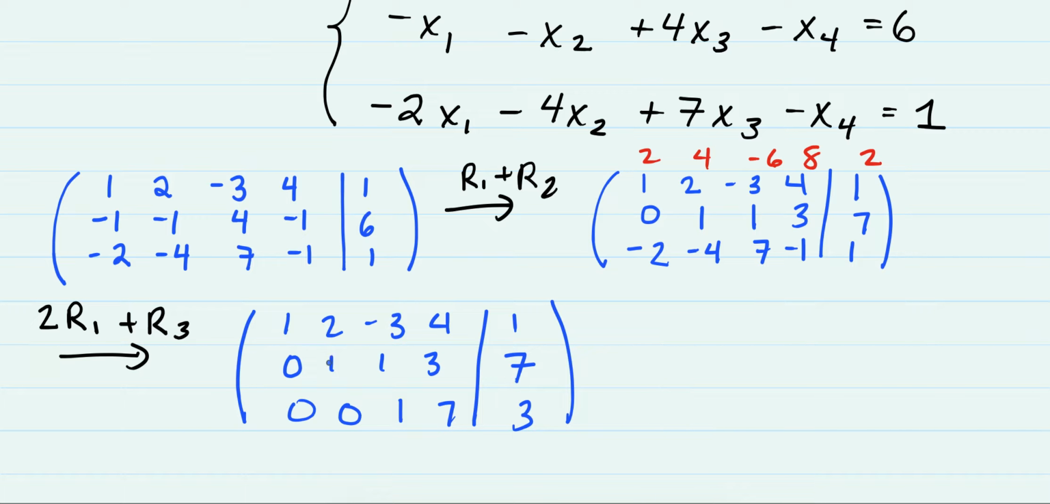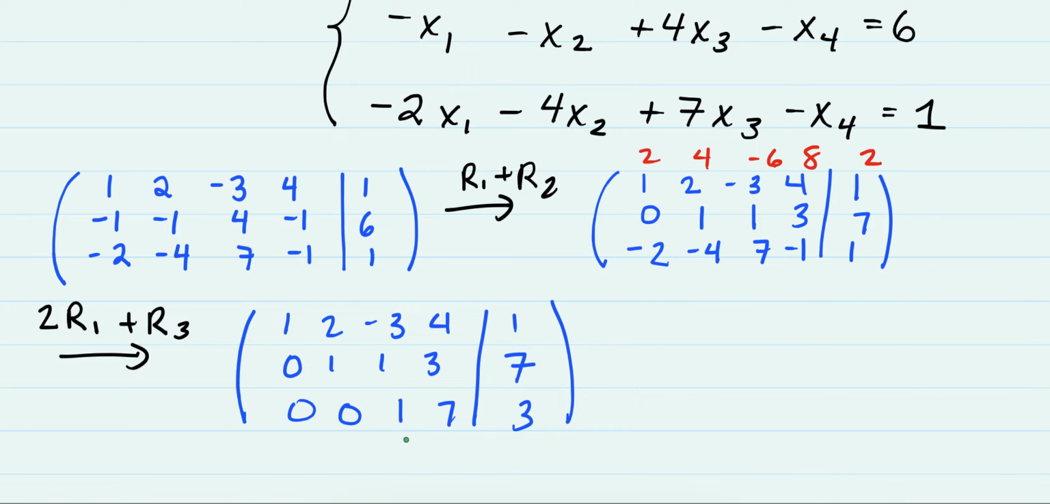All right, now we're in row echelon form. Notice that my pivots are all 1s. Here's a 1, here's a 1, here's a 1. Now something that could happen is I could have a 2 or some other number other than 1 here, and all I would need to do is divide that row by that number. Okay? Now let's put it in reduced row echelon form.